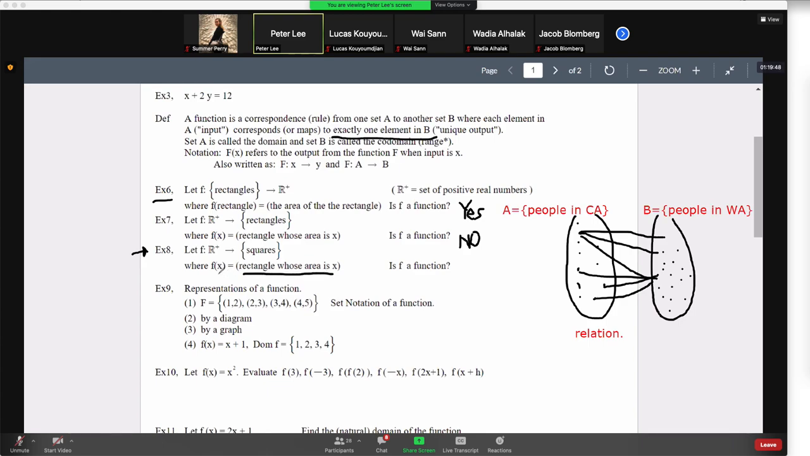Okay, now that means if the input is a positive real number, so given a positive number, we match that to a square whose area is x. Would that be a function? Everybody, example 8. Is that a function?